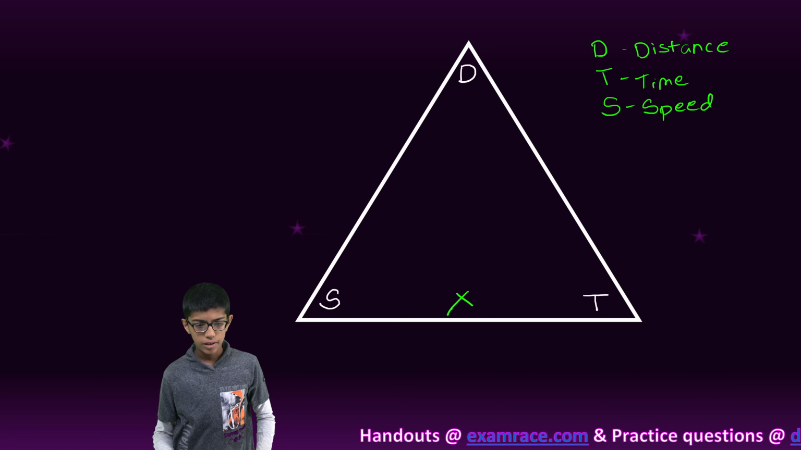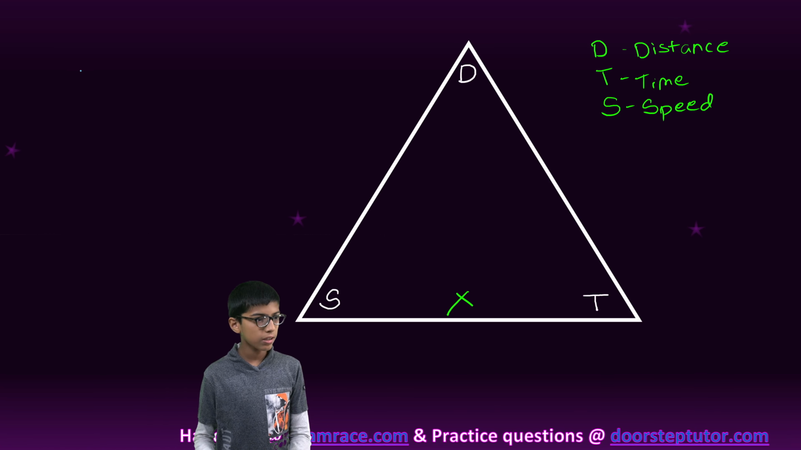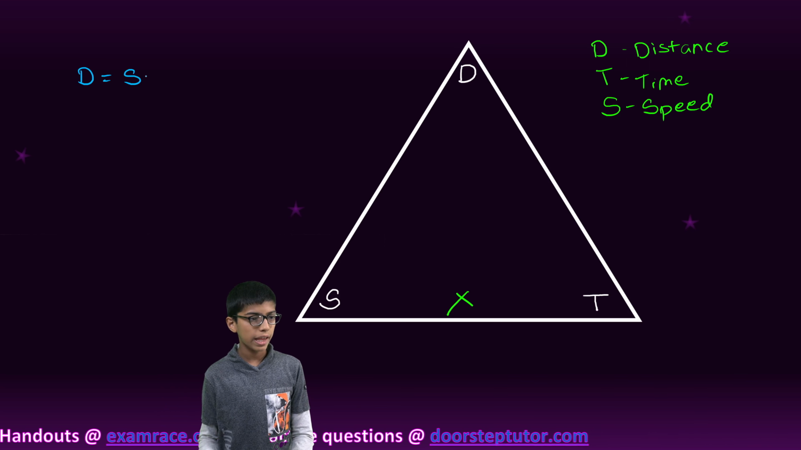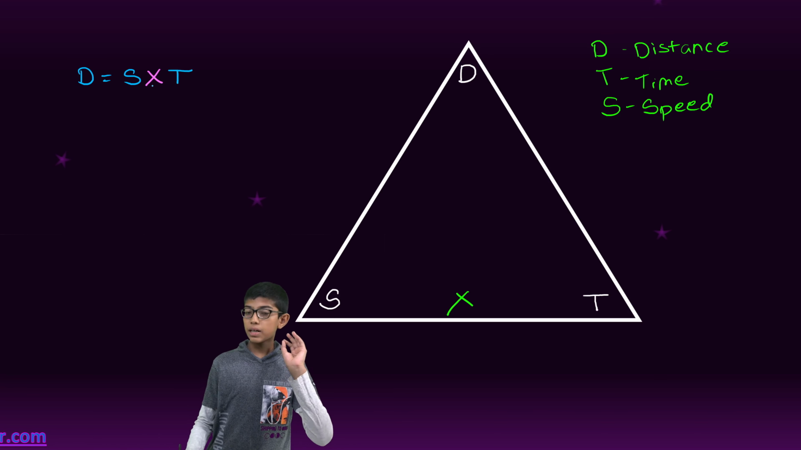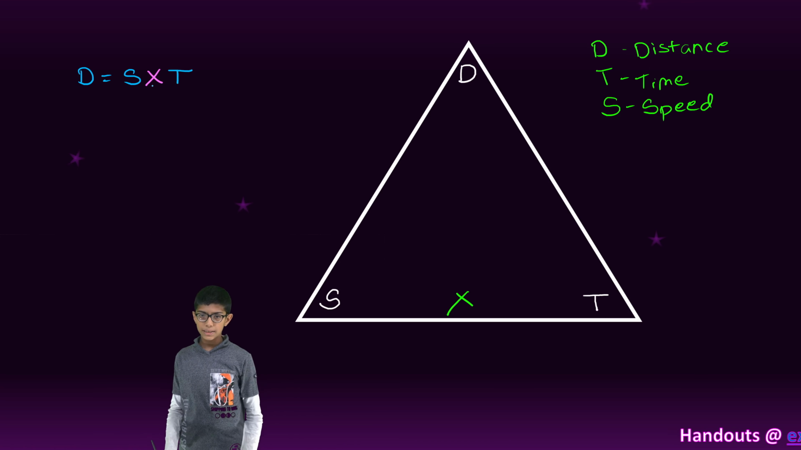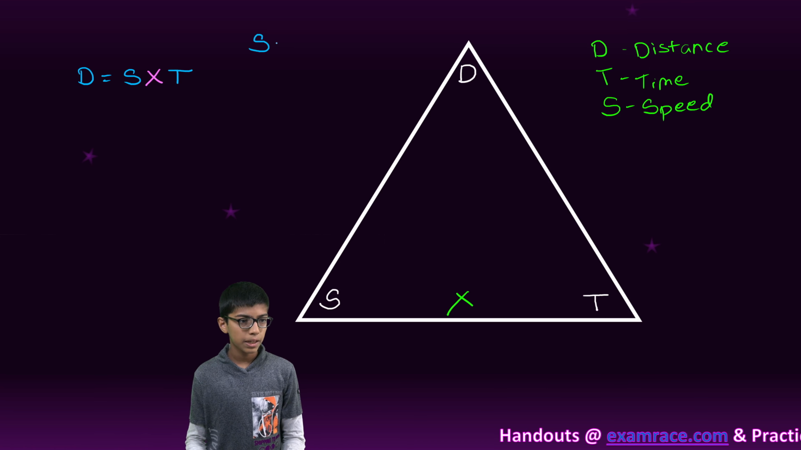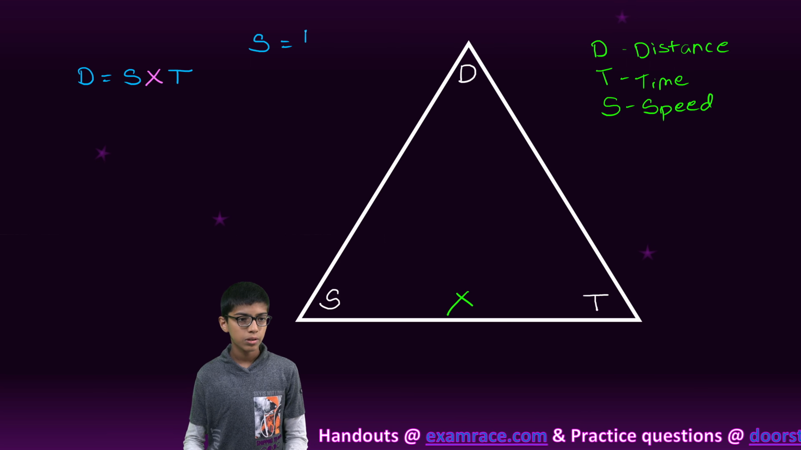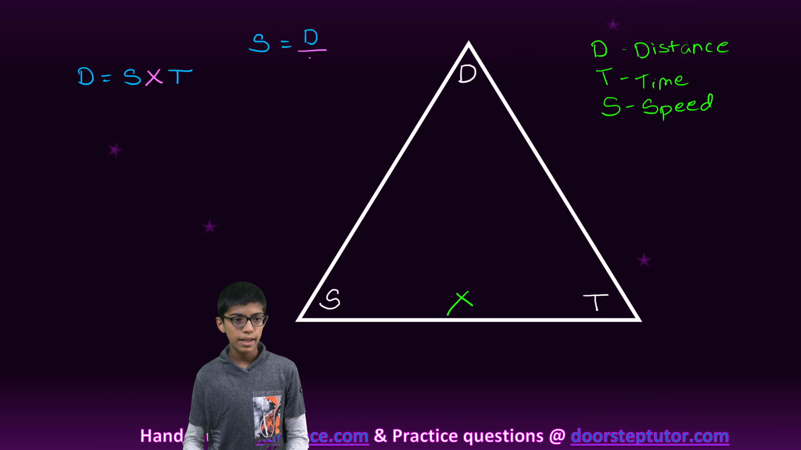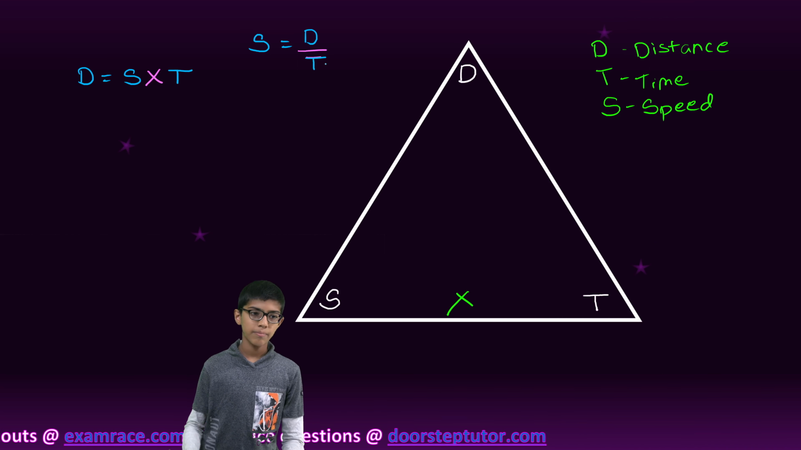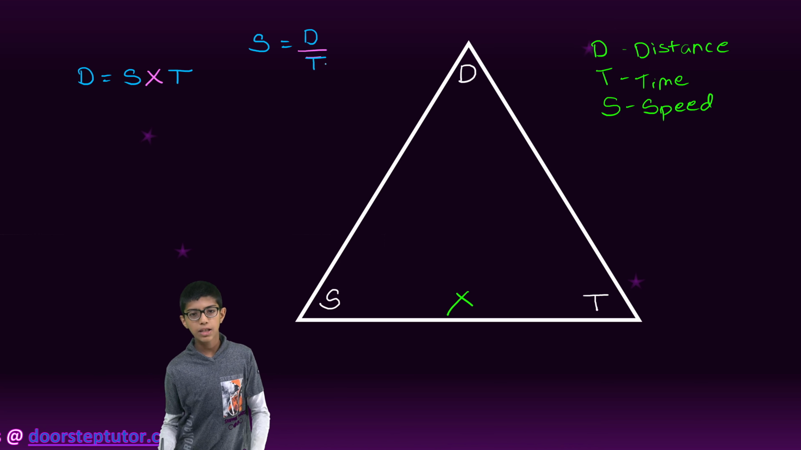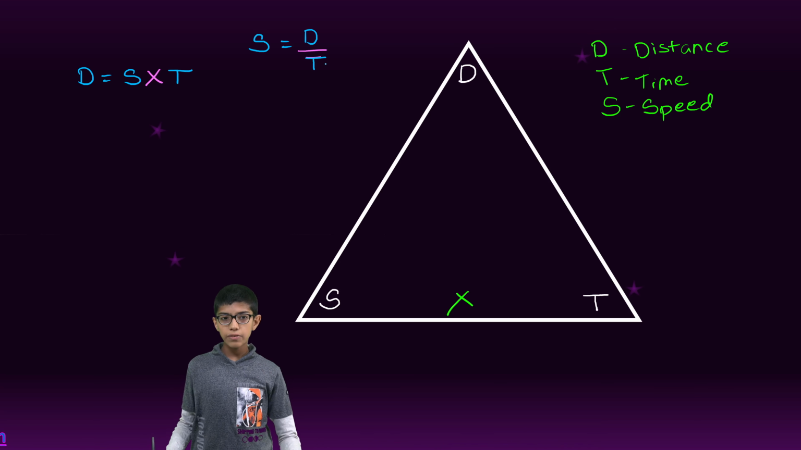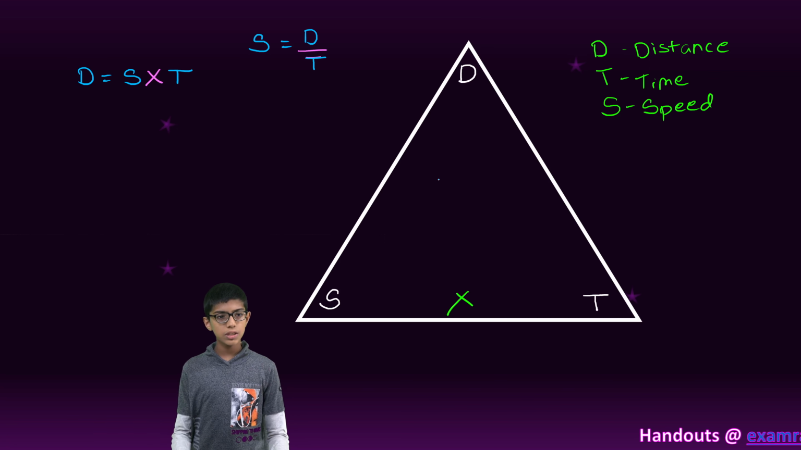Then we get D equals S into T. But listen carefully. The basic formula is speed equals distance by time. With this formula you can obviously derive all the three that we will list down in a while, but to make our work easier we will use these formulas.